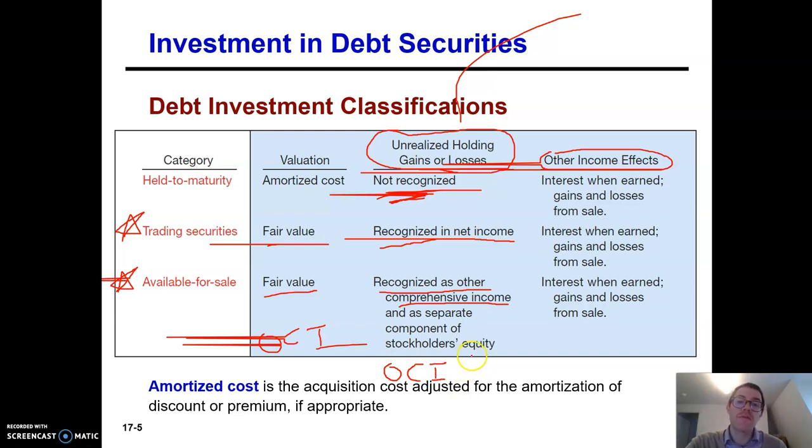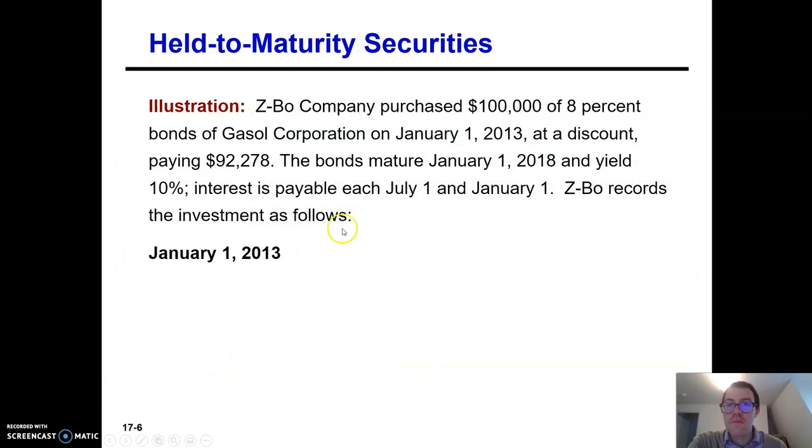OCI, other comprehensive income. Okay. And the other income effects are the same. All right. Let's walk through an example real quick.